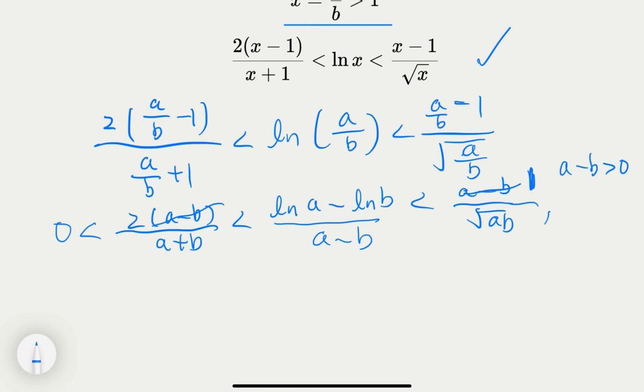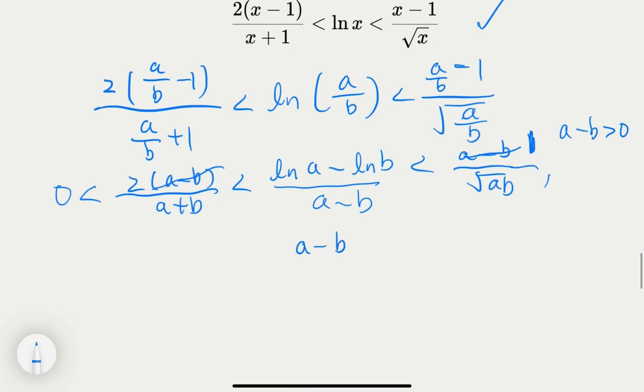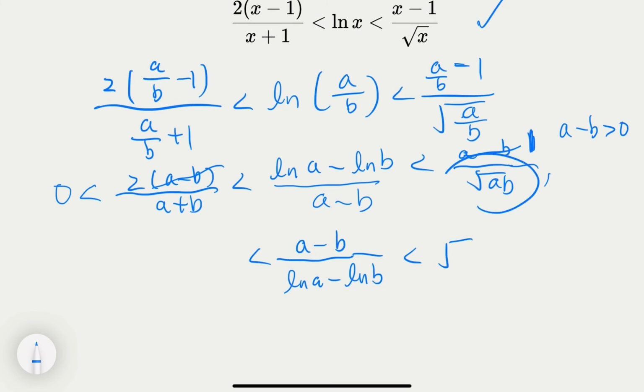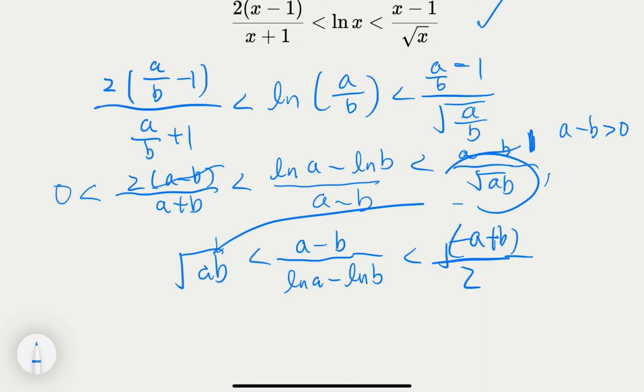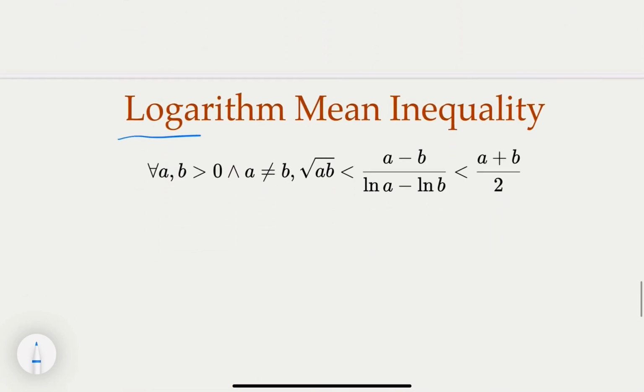So in other words, if you flip it, a minus b over log a minus log b is going to switch the order here. This becomes square root of ab here, and here a plus b over 2. That's going to be the main conclusion we have for the mean inequality. This is the AM, this is the GM, this is the mean of the log, right? So we have this logarithmic mean inequality here, right?